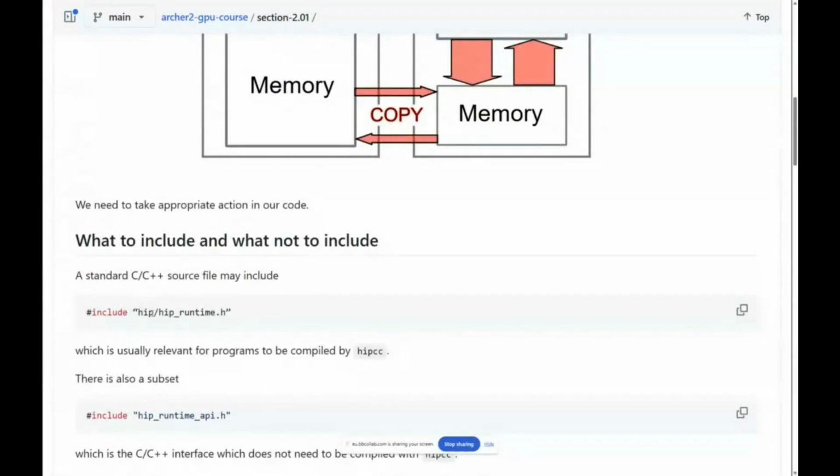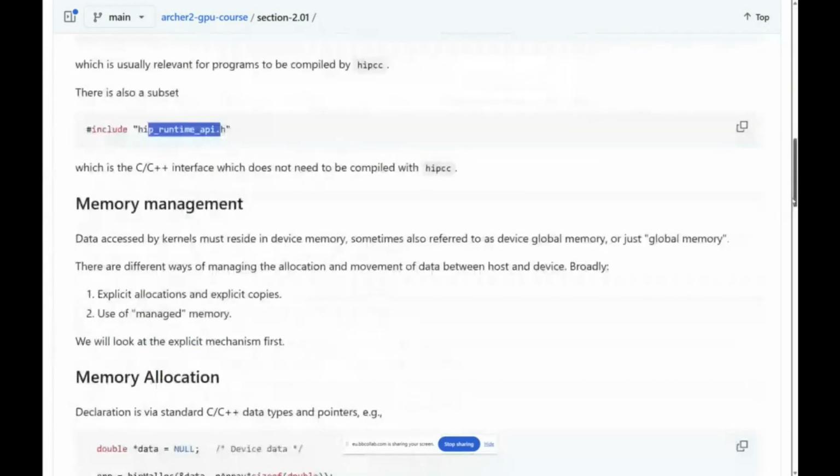Okay, so in order to write standard code, we need to include the HIP runtime, which is usually relevant for codes we're going to compile with HIPCC. But there's also a subset of the API, which is just the interface, which doesn't need to be compiled with HIPCC. So you can just have the HIP runtime API if you want that instead.